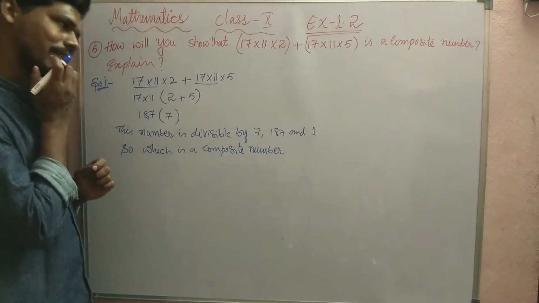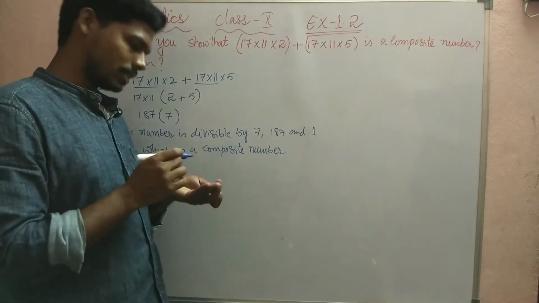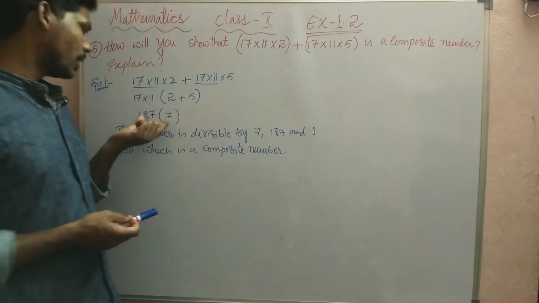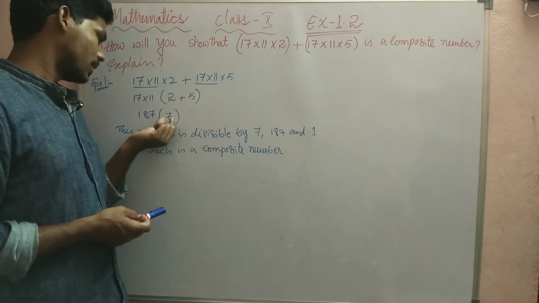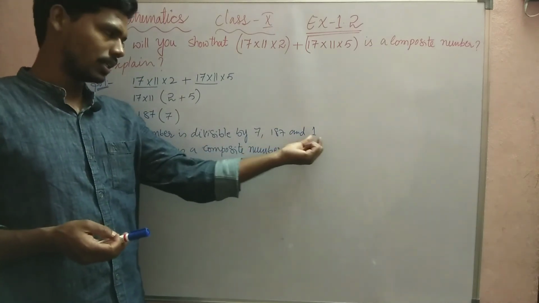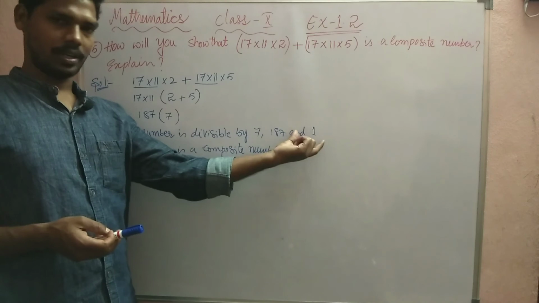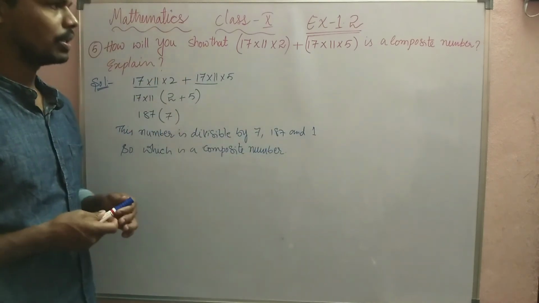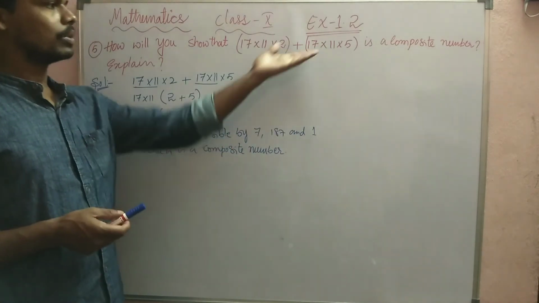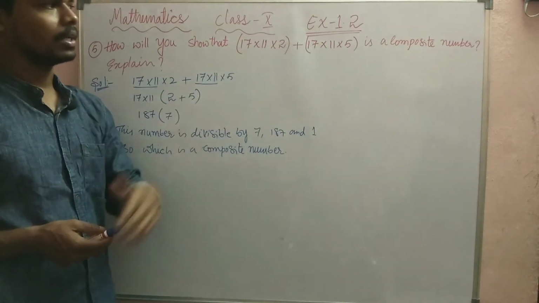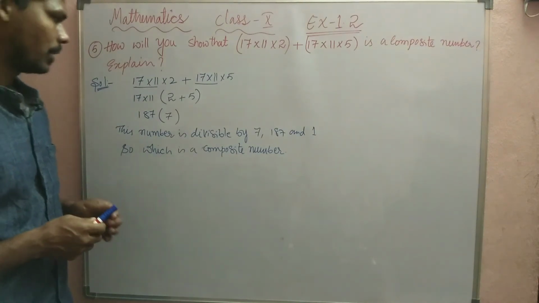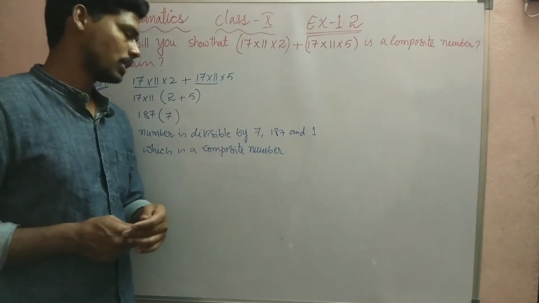What is the explanation here? When a number has more than two factors, it is a composite number. Here the number is divisible by both 7 and 187, and also by 1. A number having three factors means it has more than two factors. Here we are having three factors, no? So the given number is a composite number. Okay, make a note. The given number is a composite number.